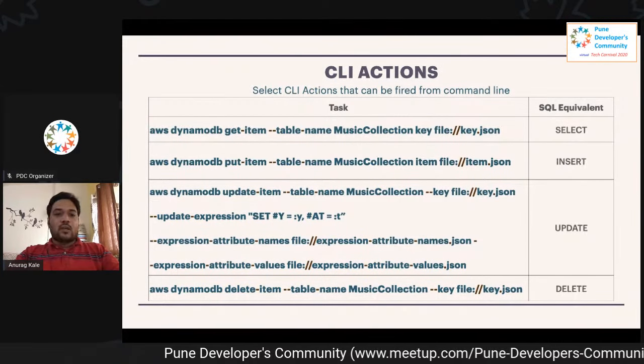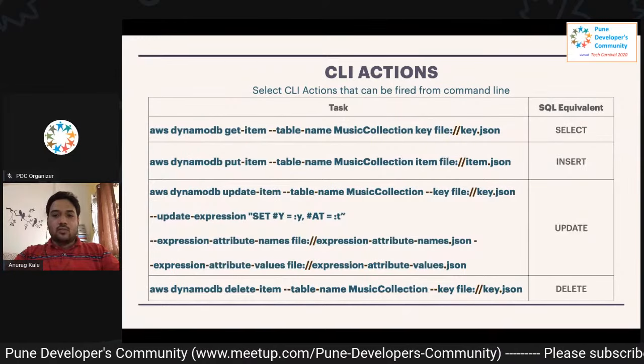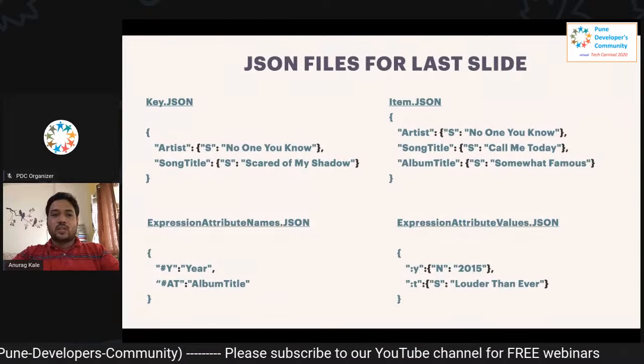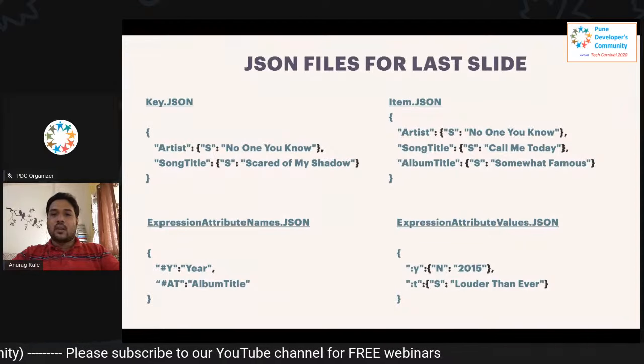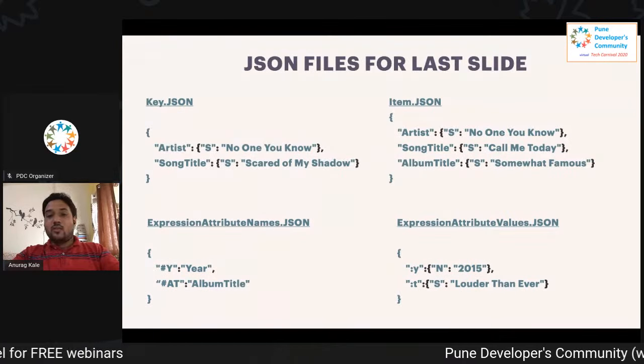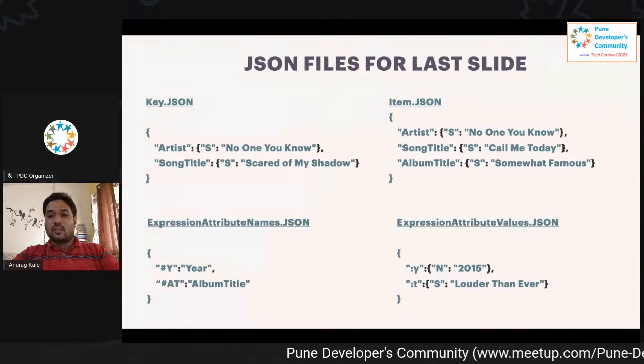Now let's say you want to insert a value. In item.json, we'll look at the definition of item.json. What I'm trying to do is insert a value for artist, No One You Know, and song title, Call Me Today, and I want to add a new attribute called album title, Somewhat Famous.